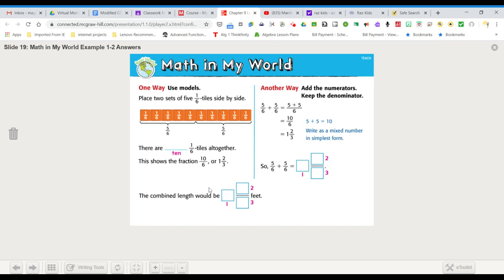So here are your answers. There are 10 1/6 tiles. It is 1 2/3 feet. And also when you do it this way, when you just add the numerators and keep your denominator the same, you get 1 2/3 feet.